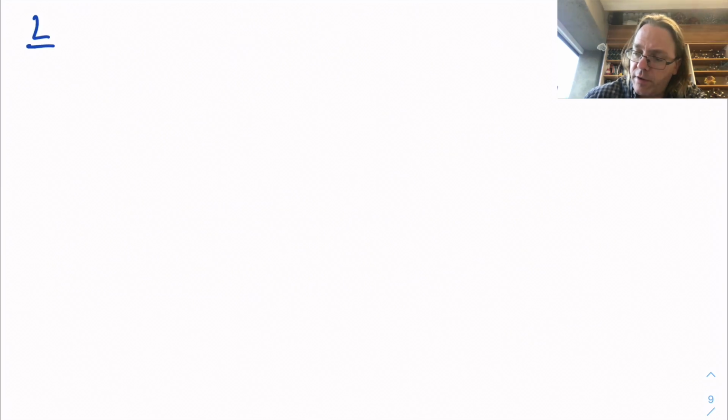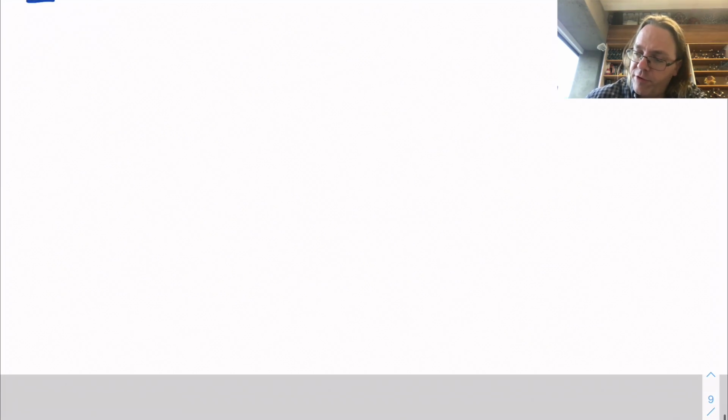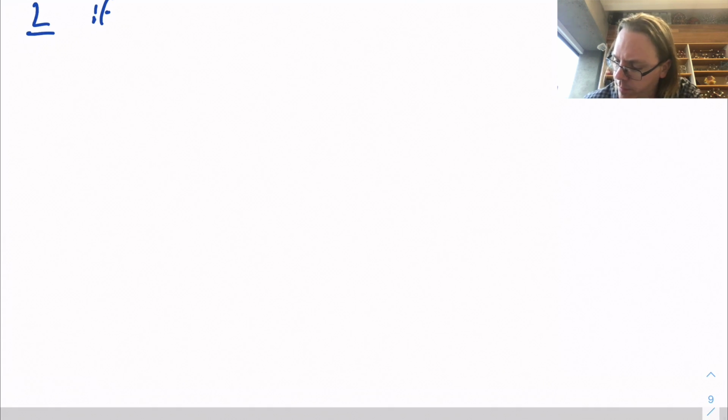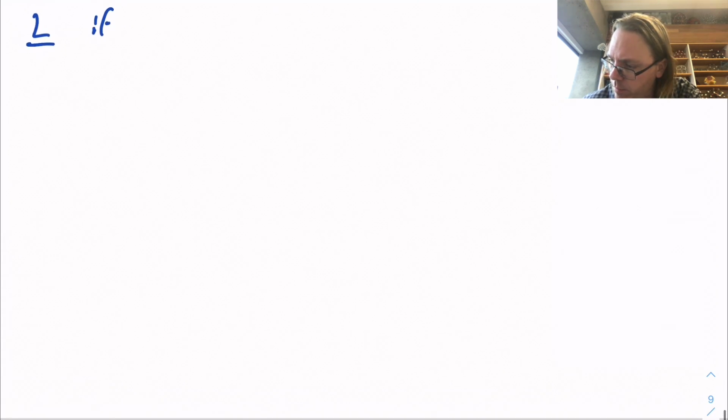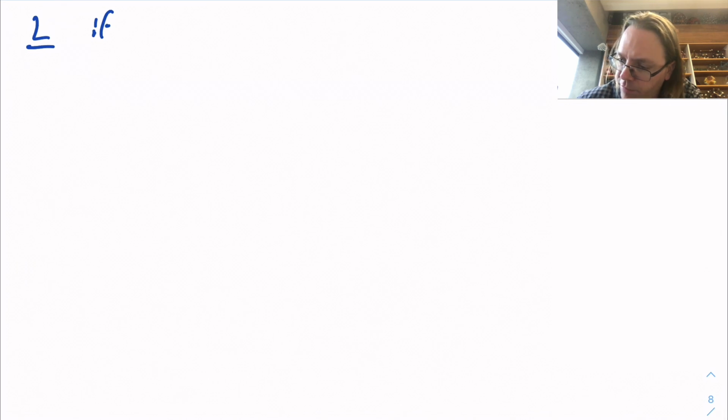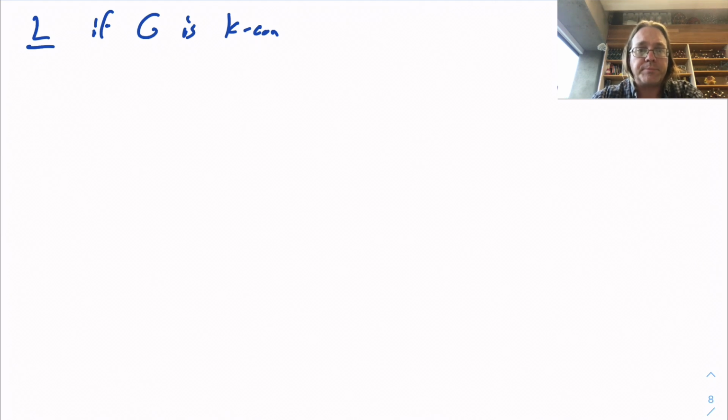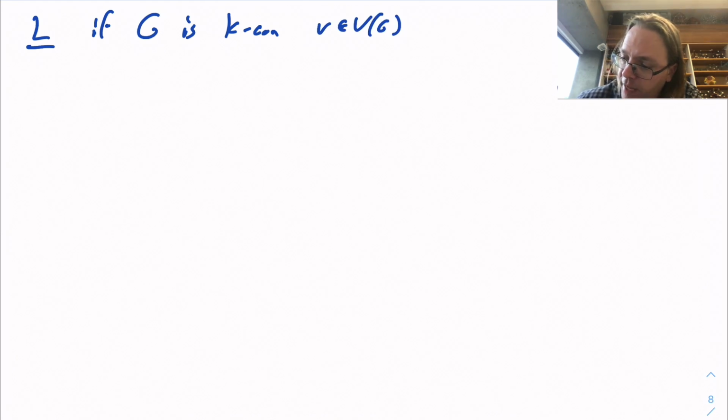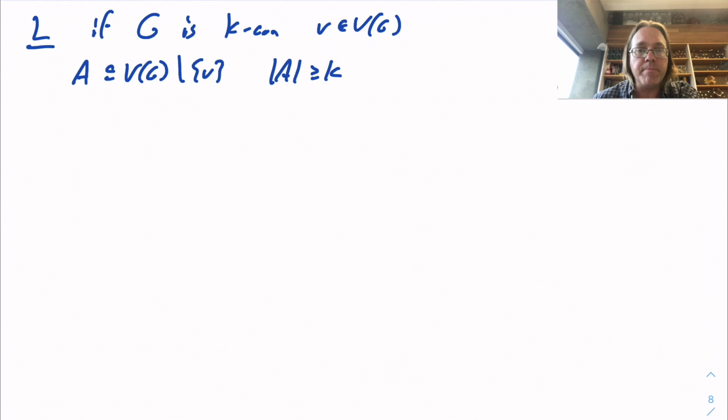So here's our main lemma. If G is k-connected, and I give you a vertex V and a set A of size at least k, then G is going to contain a VA fan of size k.